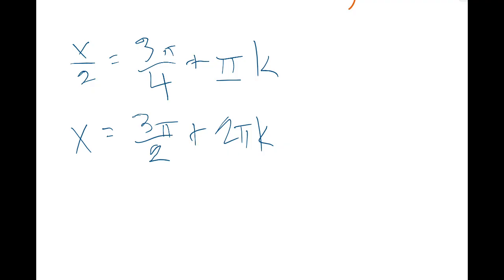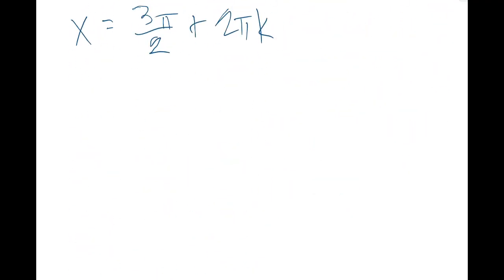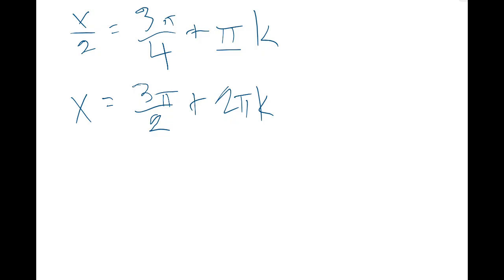Our particular solution is just 3 pi over 4. And again, since we didn't square anything, the solution works. So, yeah, we're good. That's all the examples I have.